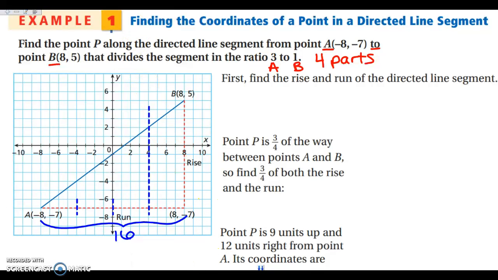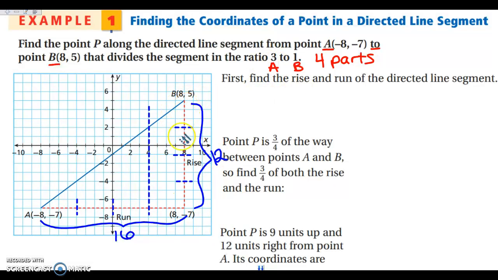I am going to repeat that for the vertical component. Again, the first thing that I'm going to do is find out how long my segment is. Okay, so again, there's 5 above, 7 below, so I have a total of 12, or you can just count. Okay, again, because I have 4 equal parts, I'm going to take this segment of 12 and divide it into 4 equal pieces. So 12 divided by 4 is 3. So each piece is going to have a length of 3.